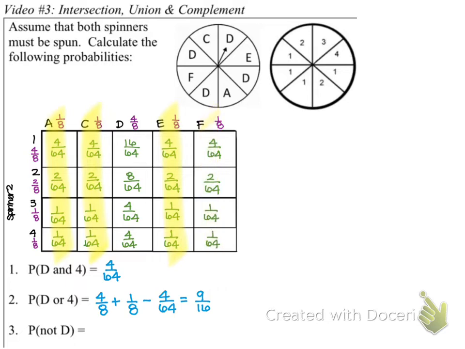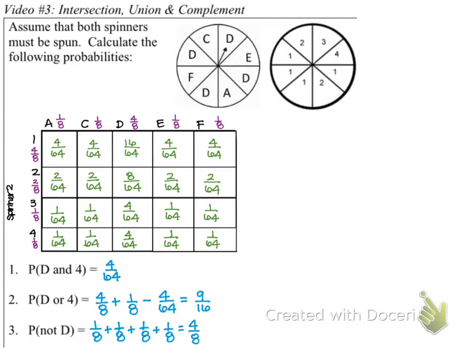Another way to do it, though. One way to do it is to add up all 4 of the other ones. So 1/8 for A, 1/8 for C, 1/8 for E, and 1/8 for F, which we know is going to give us 4/8. So that's one way to do it.